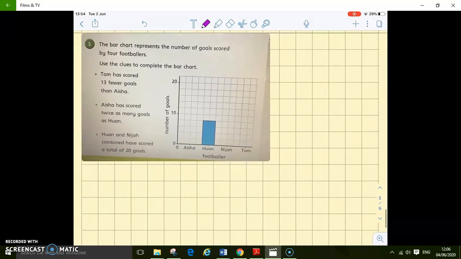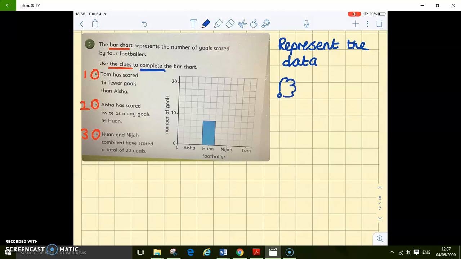So the final one for this session is a bar chart showing us the number of goals scored by 4 footballers, and we've got to use the clues here to complete the bar chart. So we're representing data this time. We're completing the chart. Now, remember, represent means drawing on.